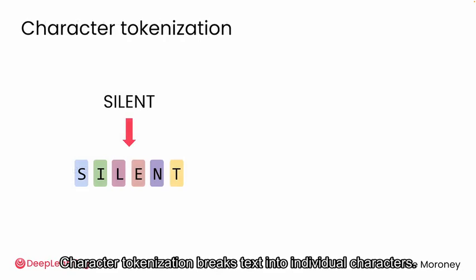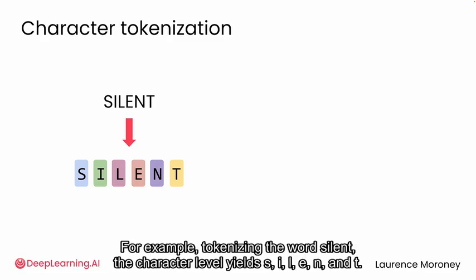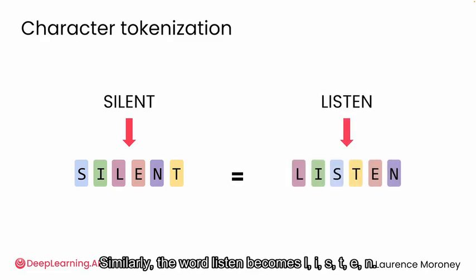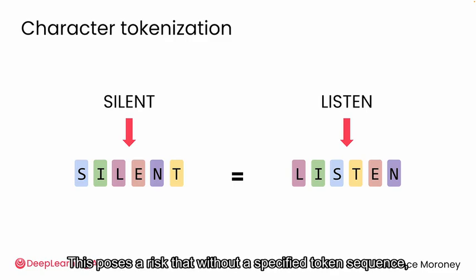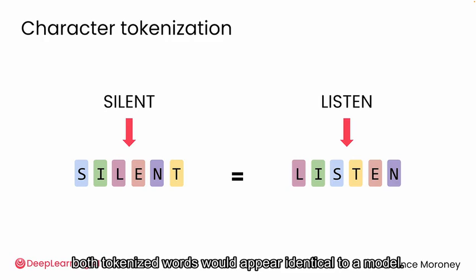Character tokenization breaks text into individual characters. For example, tokenizing the word silent, the character level yields S-I-L-E-N-T. Similarly, the word listen becomes L-I-S-T-E-N. Both words comprise the same characters, rearranged, making them anagrams. This poses a risk that without a specified token sequence, both tokenized words would appear identical to a model.